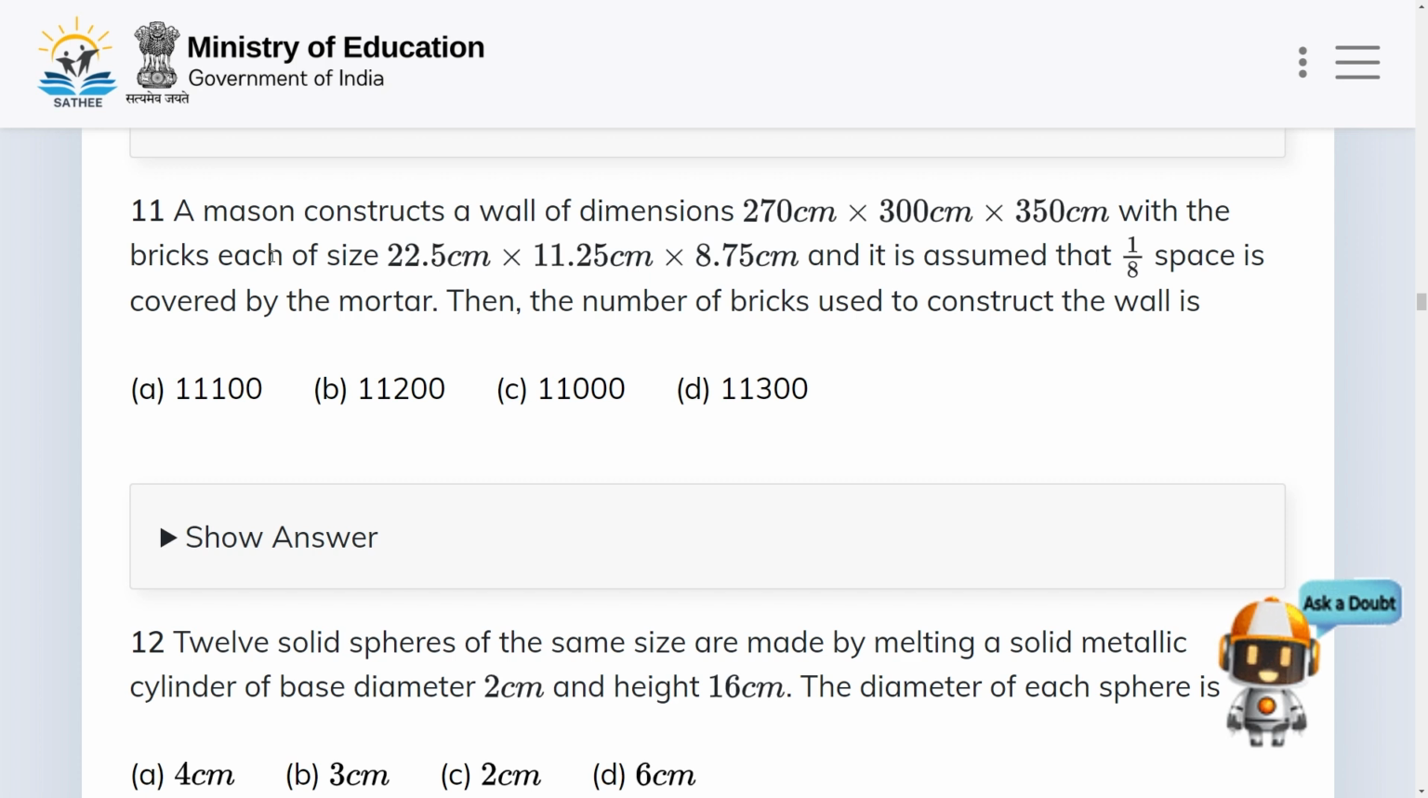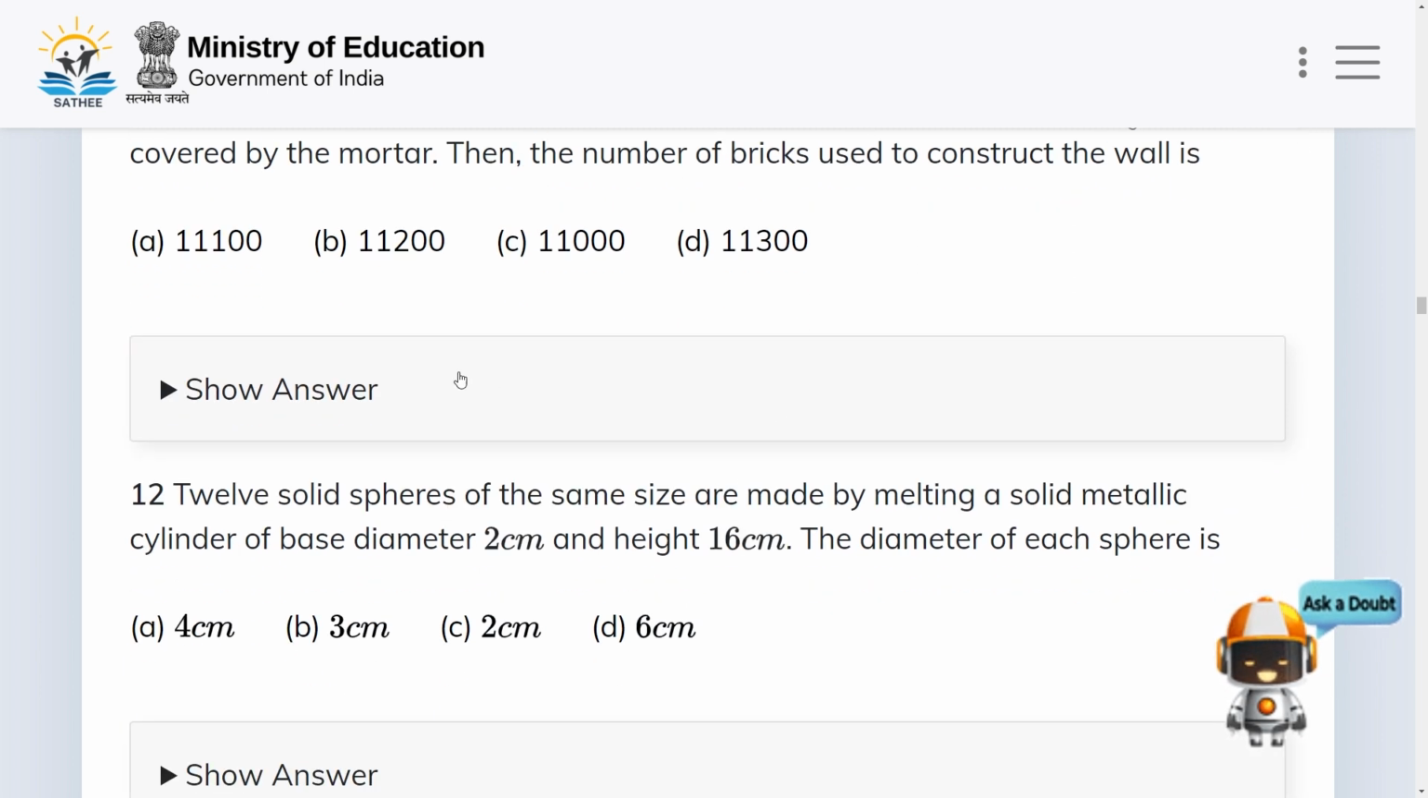Here we have given the dimensions of the wall, 270 centimeter by 300 centimeter by 350 centimeter, and we also have given the size of the bricks, 22.5 centimeter by 11.25 centimeter by 8.75 centimeter. We assumed here that 1/8 space is covered by the mortar. So now let us find the number of bricks used to construct the wall.